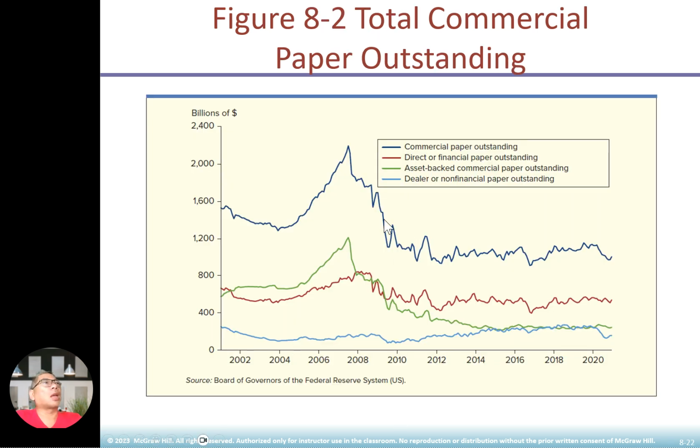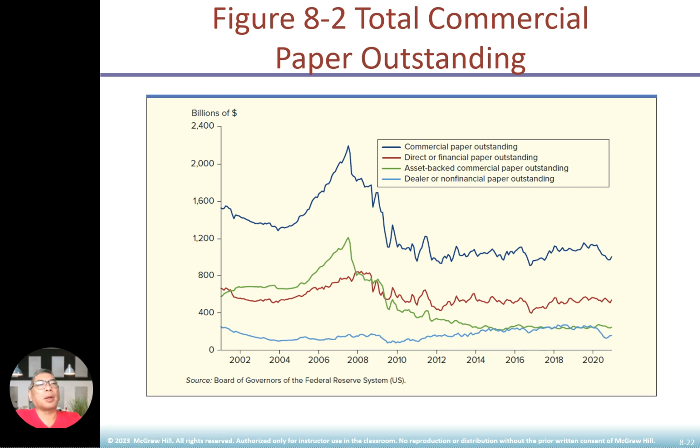So in terms of commercial paper outstanding, it is going up here. The blue one is commercial paper. The green one is asset-backed commercial paper outstanding. The red one is the direct financial paper outstanding, and the light blue is the dealer non-financial paper outstanding. That's the highest degree of commercial paper. This is the highest one.